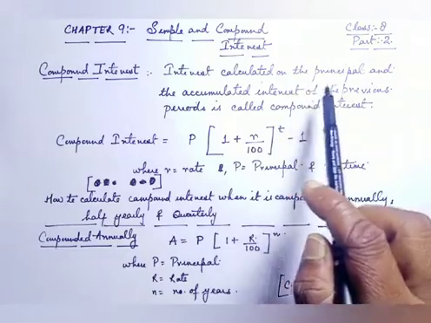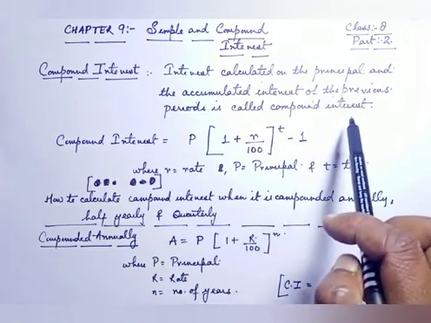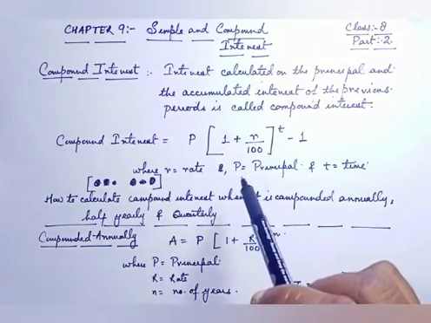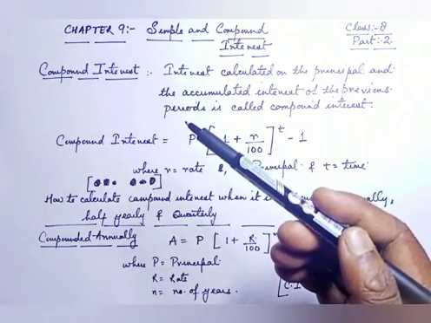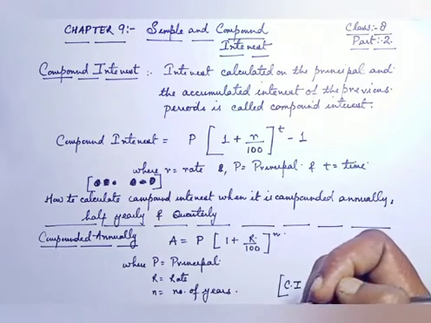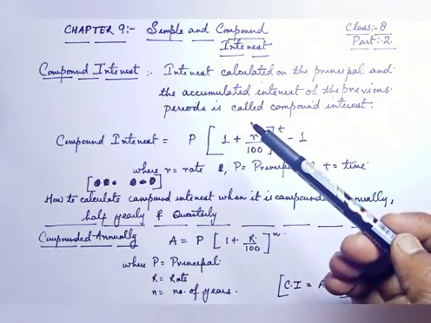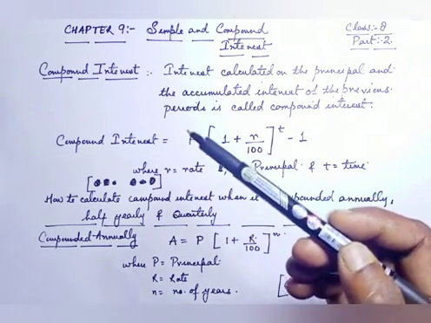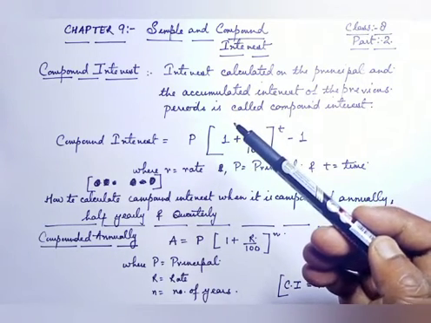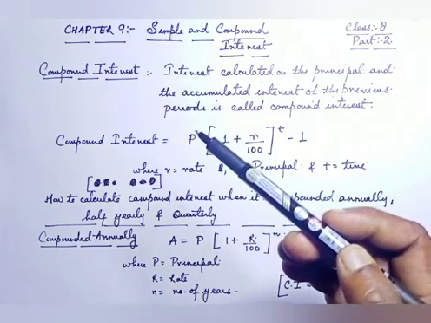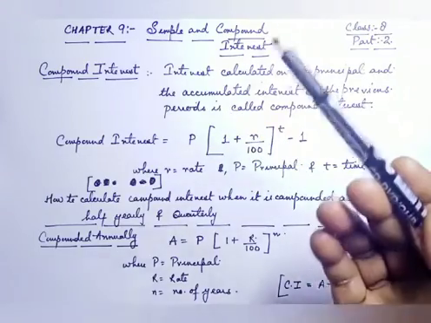Interest calculated on the principal and the accumulated interest of the previous period is called compound interest. Suppose you have taken some amount of money from a bank and you are unable to pay the interest on that principal. So what will happen? The interest that you have to pay is going to be added to your principal, and as the pending interest is added to the principal, that will become the new principal for the new year. So that is called compound interest.